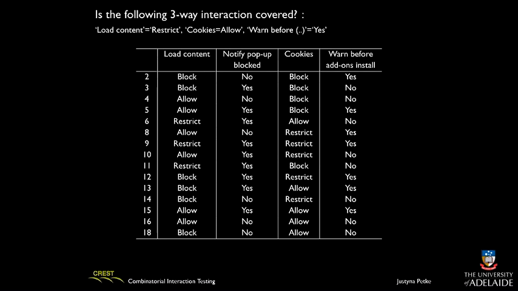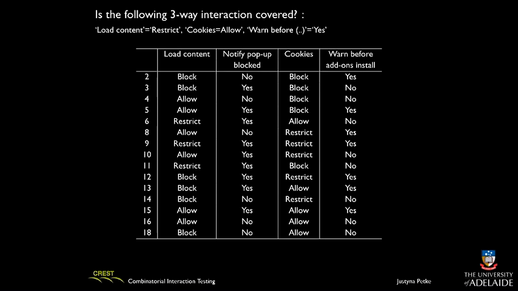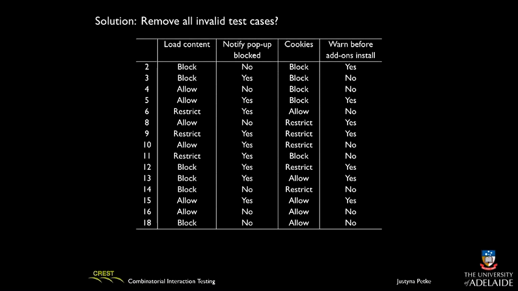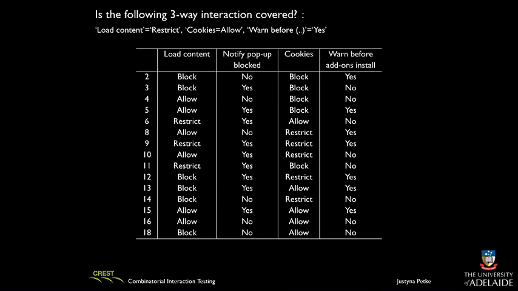Restrict, allow, yes is not there. Correct. So this particular 3-way interaction is no longer there. Oops. So we've removed the 3 test cases. In the remaining 15, this particular combination at the top is missing. It didn't have anything to do with what was it here? Restrict and notify pop-up locked, yes. But this particular combination is now missing.